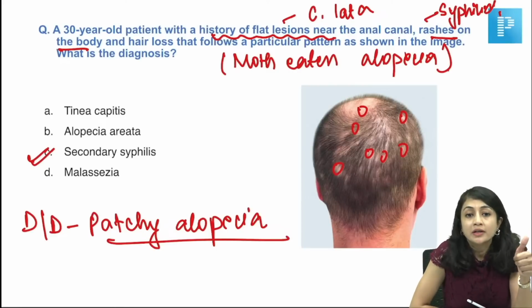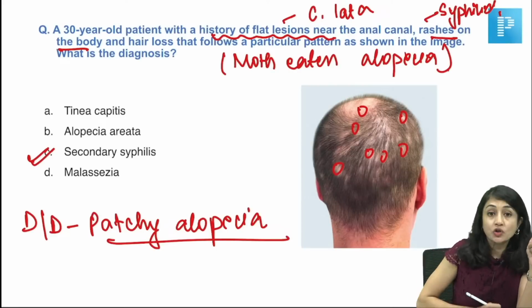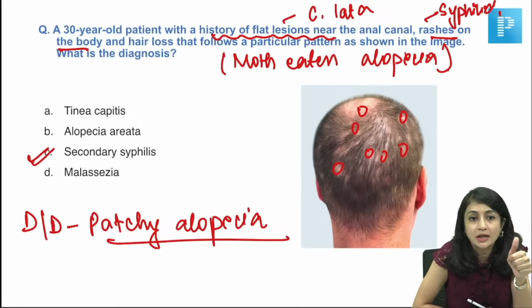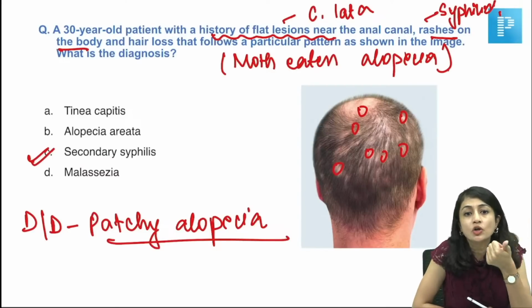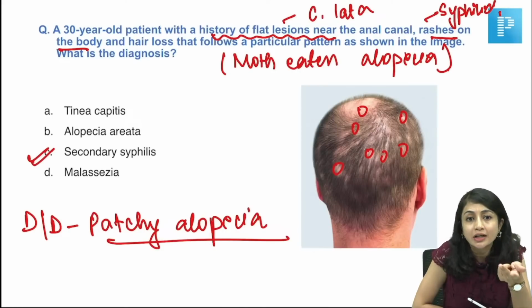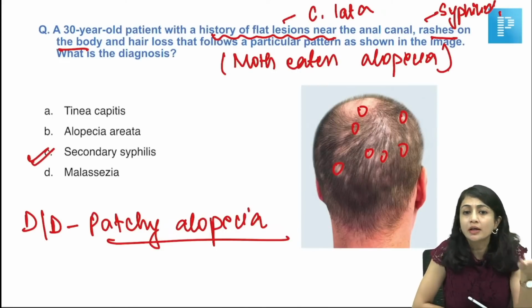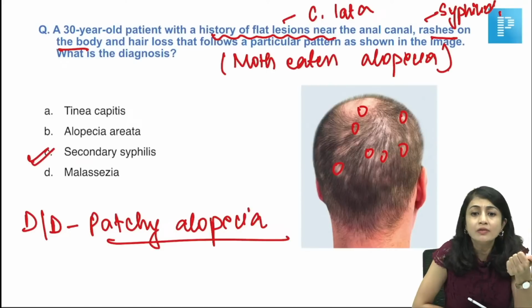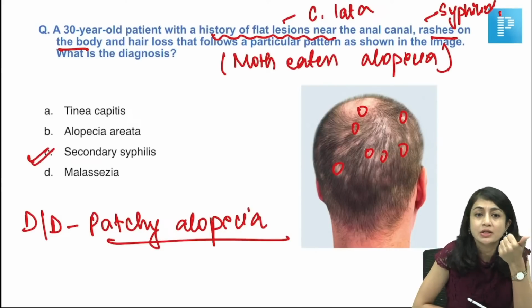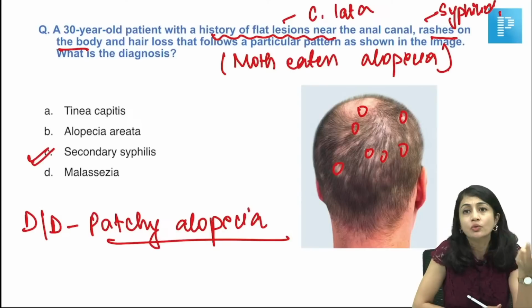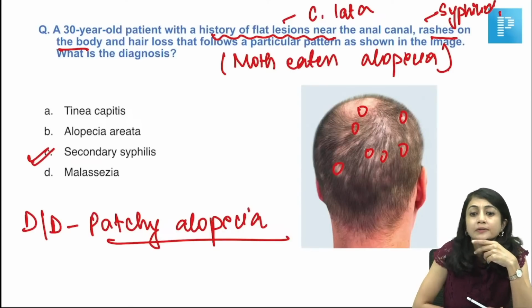Tinea capitis, the first option, there would be some itching, some scaling. Alopecia areata, if there was just this clinical picture, I would not have been able to differentiate it from alopecia areata. But history of rashes near the anal canal and rashes on the body strictly point towards evidence of secondary syphilis in the body, and we know that secondary syphilis can present with moth-eaten alopecia, and so that is what we see here. Right.